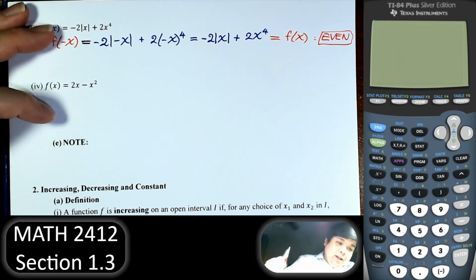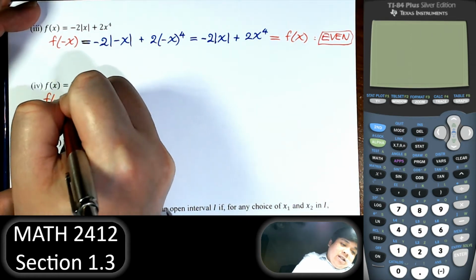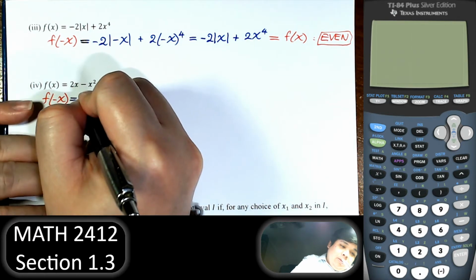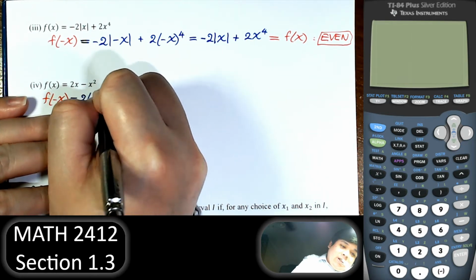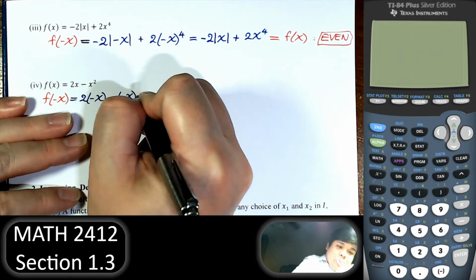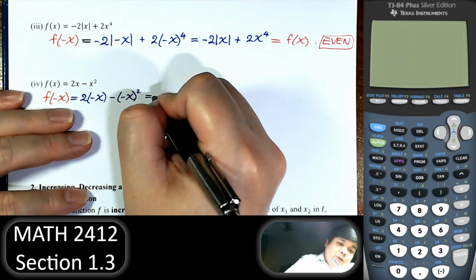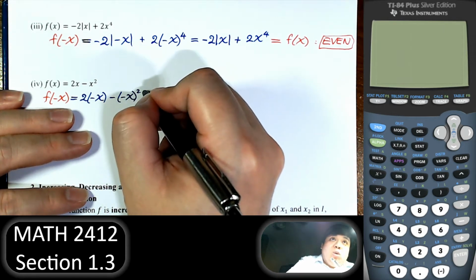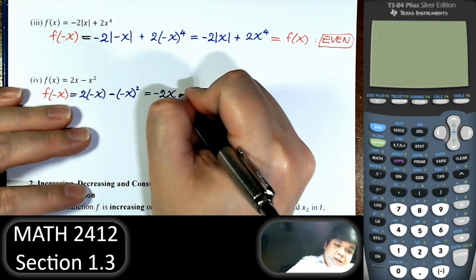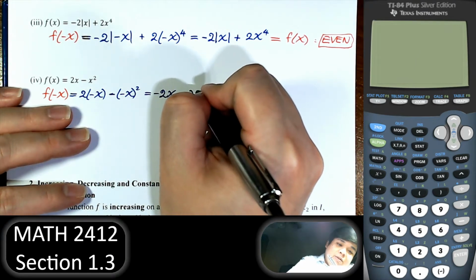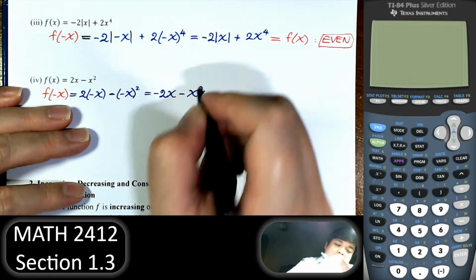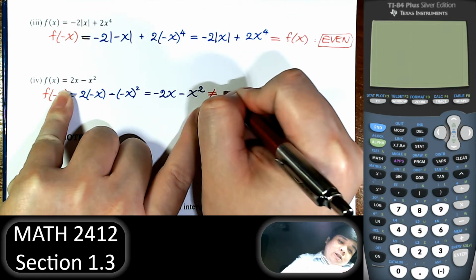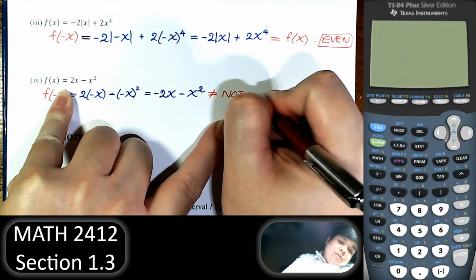Next, once again, we start with f of negative x. So put negative x into it. Negative x into x, and we have negative 2x. Negative x squared is going to be positive, with an extra negative, make it negative x squared. And they are not the same as the original function. So this is not odd, not even.